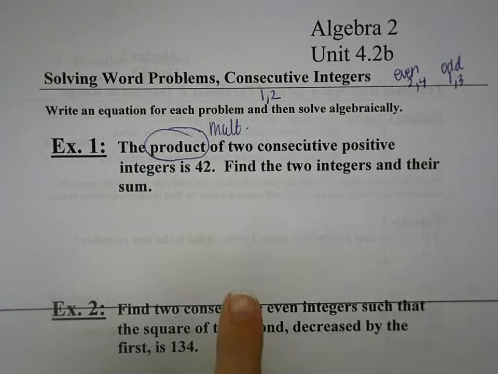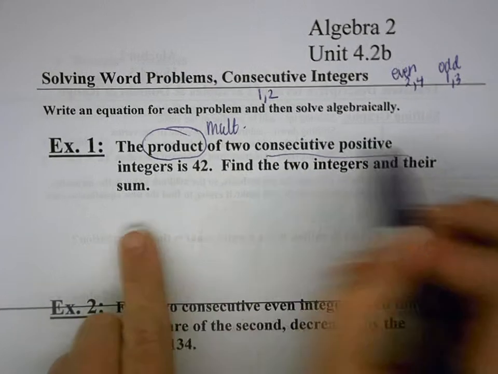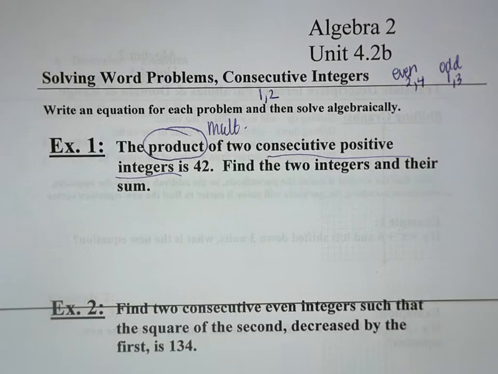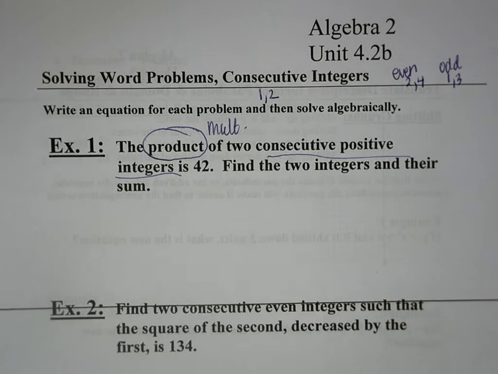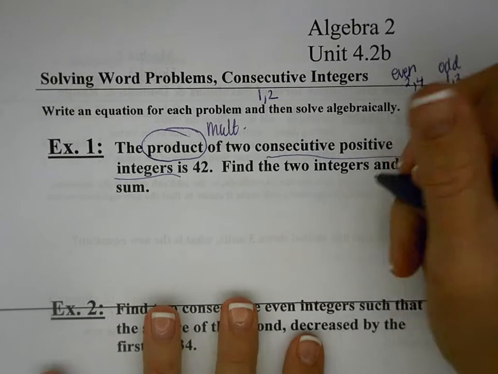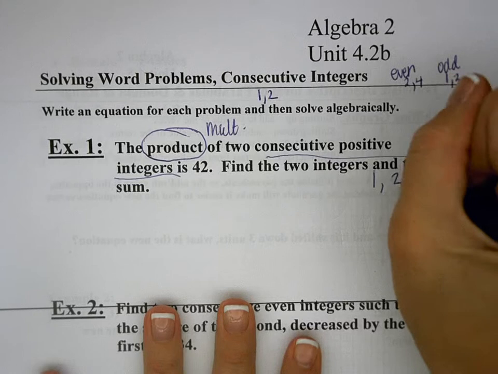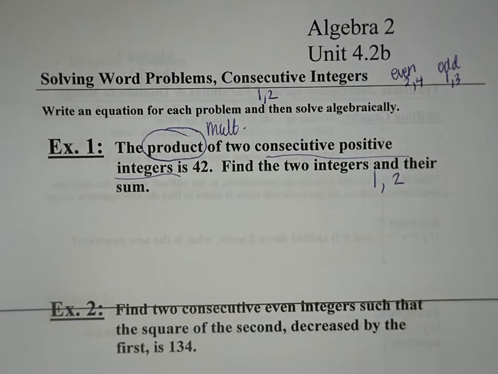The product of 2 consecutive positive integers. Now, did they say even or odd there? No, they just said that it has to be a positive number, right? So you just need 2 consecutive integers, which as an example, we would say 1 and 2 are consecutive positive integers. Do we agree with that?